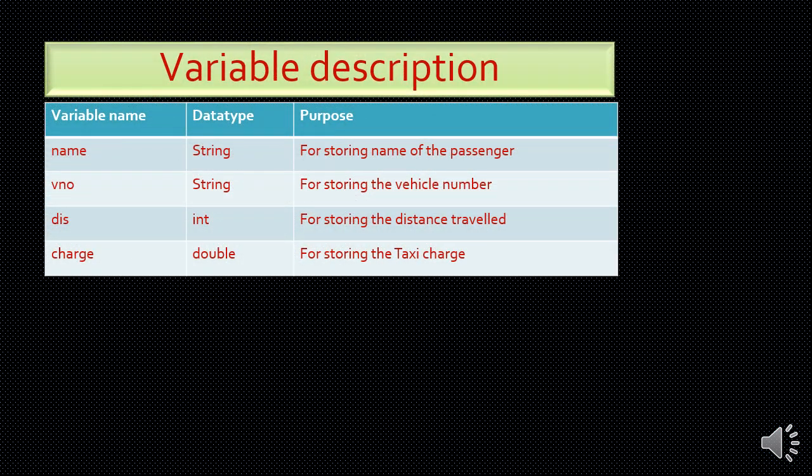We see the variables used in this program. Name is the variable for storing the name of the passenger, of string type. VNO is the variable for storing the vehicle number, that is of string type, because it consists of alphabets also. dis is the variable of int type for storing the distance traveled, and charge is the variable of double type for storing the taxi charge to be paid by the customer. So these are the variables used in the program.